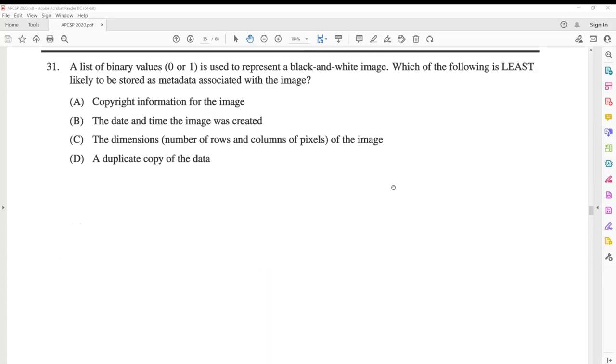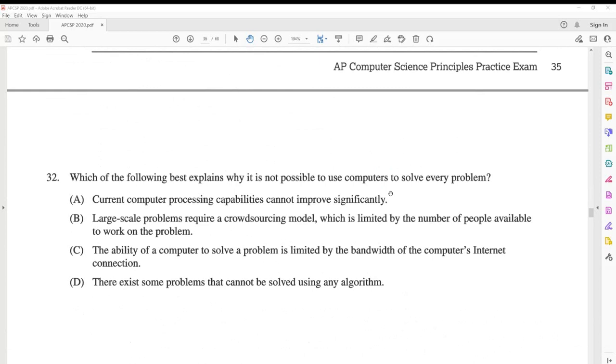Okay, number 32. Which of the following best explains why it is not possible to use computers to solve every problem? Because some problems are undecidable. There is a problem that cannot be solved by any algorithm. So D, yes. D, unsolvable problem.